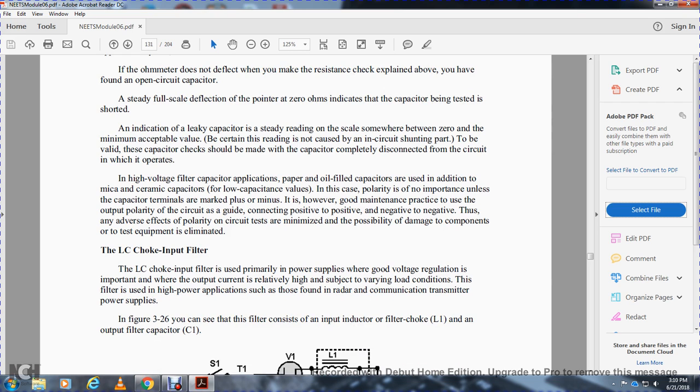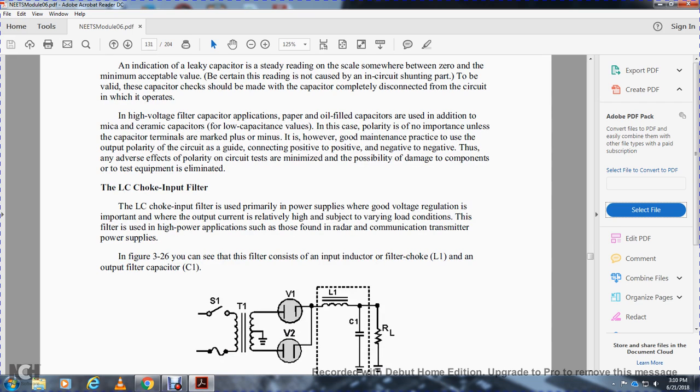High-voltage filter capacitor applications use paper, oil-filled, and mica capacitors, and ceramic capacitors for low values. In this case, polarity is not important, although the capacitor terminals may be marked plus and minus. However, good maintenance practice is to observe the output polarity when connecting the circuit, connecting positive to positive and negative to negative, to minimize possible damage to components and test equipment.